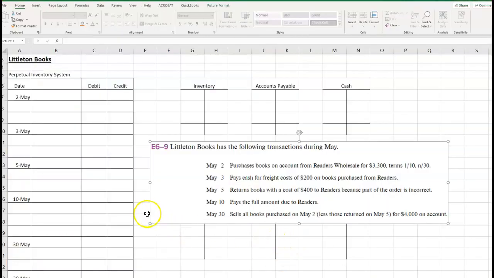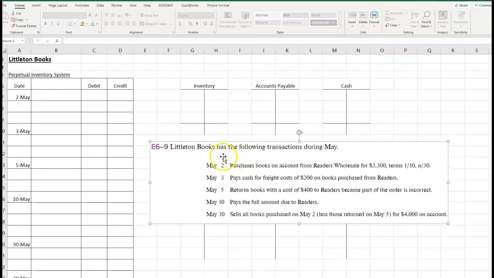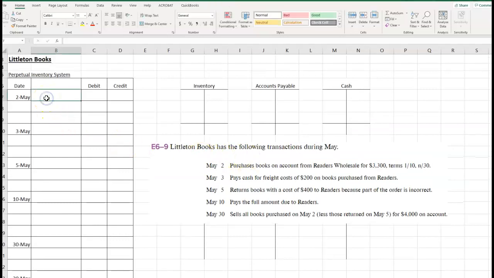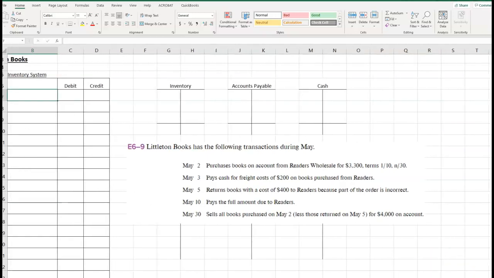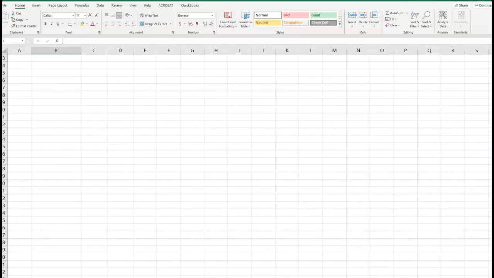I'm going to use this spreadsheet to do this. So we're asked to do transactions for Littleton Books. We're asked to do journal entries for them. So what we're going to do is just enter the journal entries. And I think I have the rest of this problem off to the side over here. Nope, I guess not. Well, so we'll just use this one.